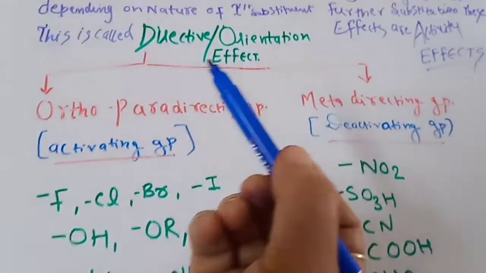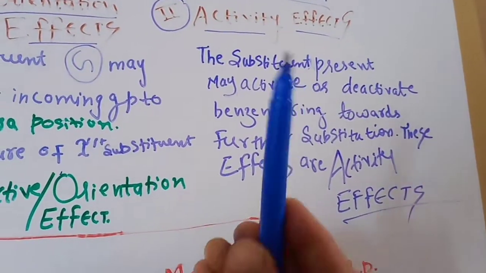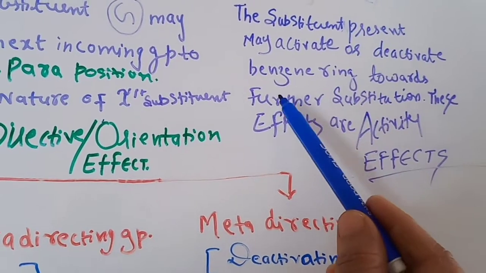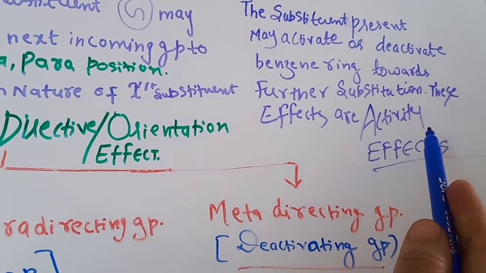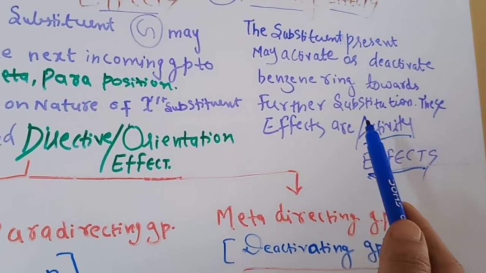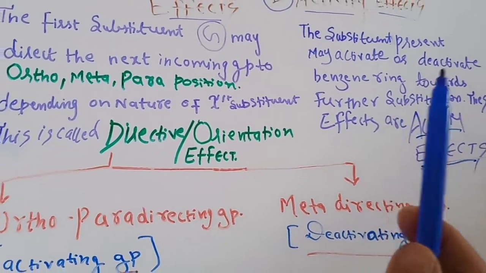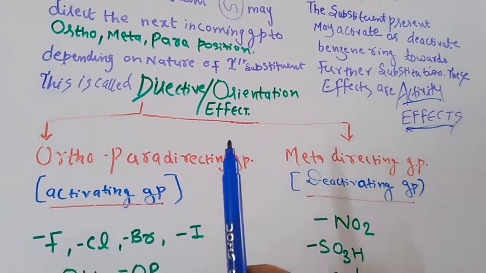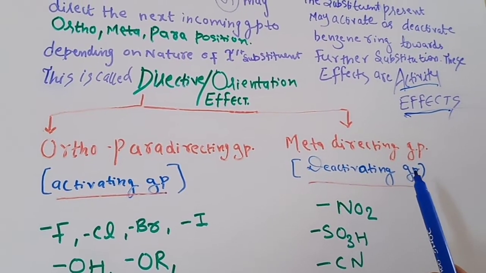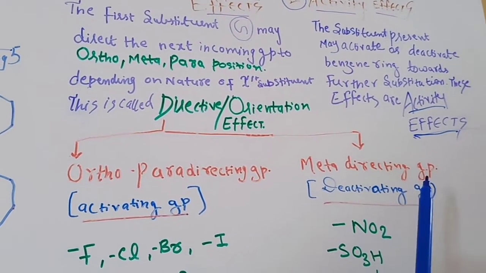So, second type of the effect. First is the directive or the orientation effect. Second is the activity effect. The substituents present may activate or deactivate the benzene ring towards further substitutions. These effects are known as the activity effects, since mostly our benzene ring undergoes electrophilic substitution. So there are certain groups which will activate the ring for the electrophilic substitution reactions, and certain groups which will deactivate the ring for the electrophilic substitution reactions. So we will see the details of the ortho-para directing group and the meta directing group now.